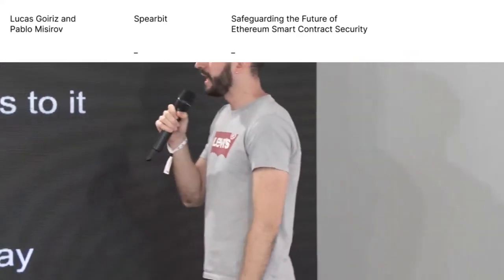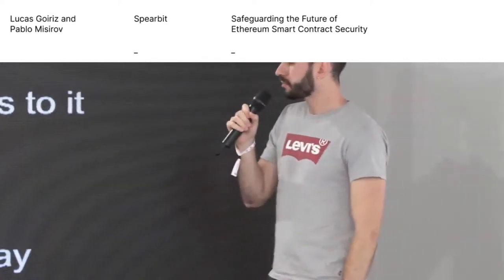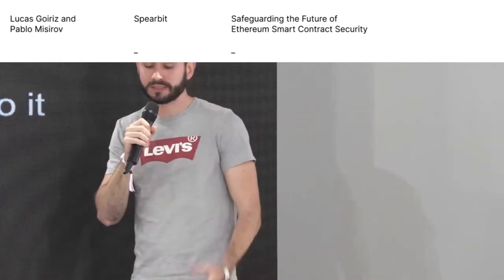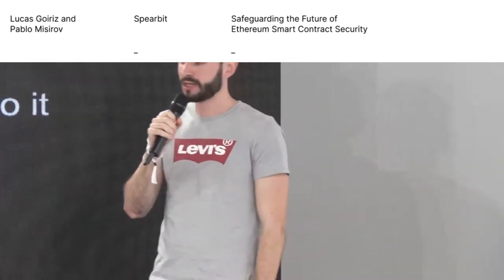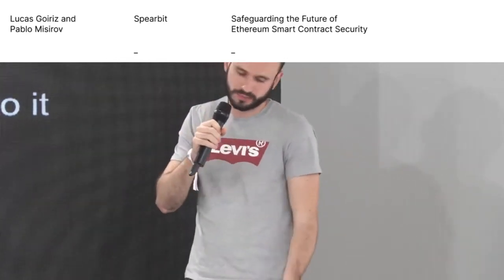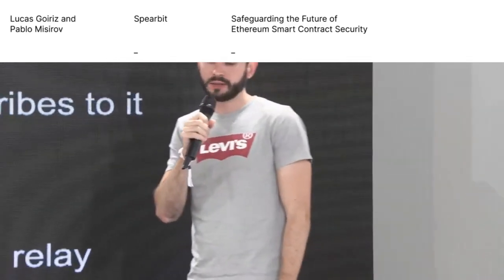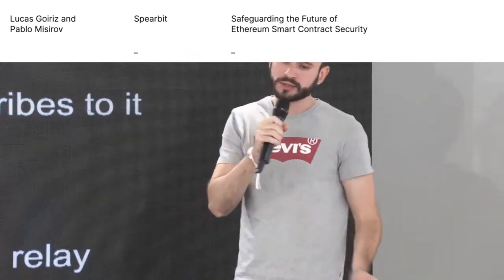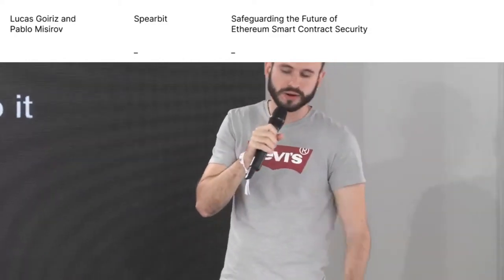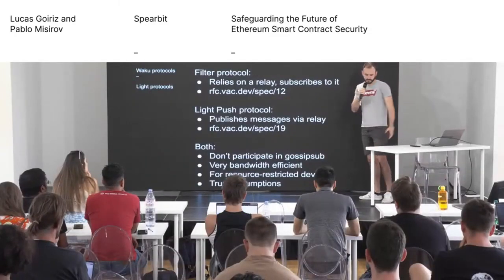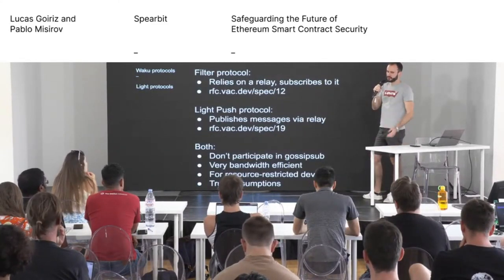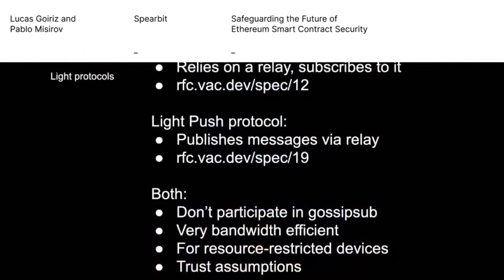Also, we have light protocols. We don't really like this terminology, but it's very similar to what light nodes do in other blockchains. For resource-restricted devices, you can't run a relay, because it will consume a lot of bandwidth. You can't run relay on this phone because my data plan will be gone in a few hours, right? So for mobile phones, we have these light protocols, where you can kind of trust a node, and you can publish and subscribe through this node.